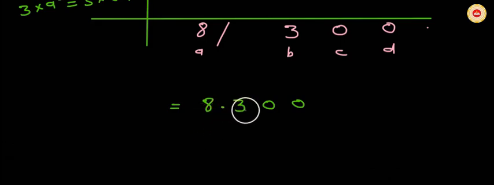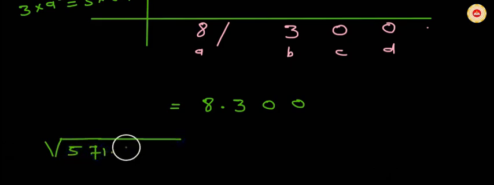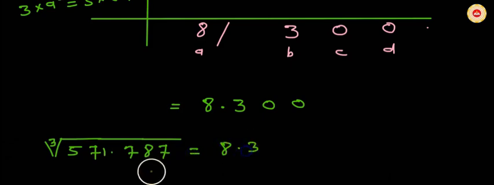So 8.3. The answer is, let me write here, cube root of 571.787 is equal to 8.3. Right? This is the final answer.